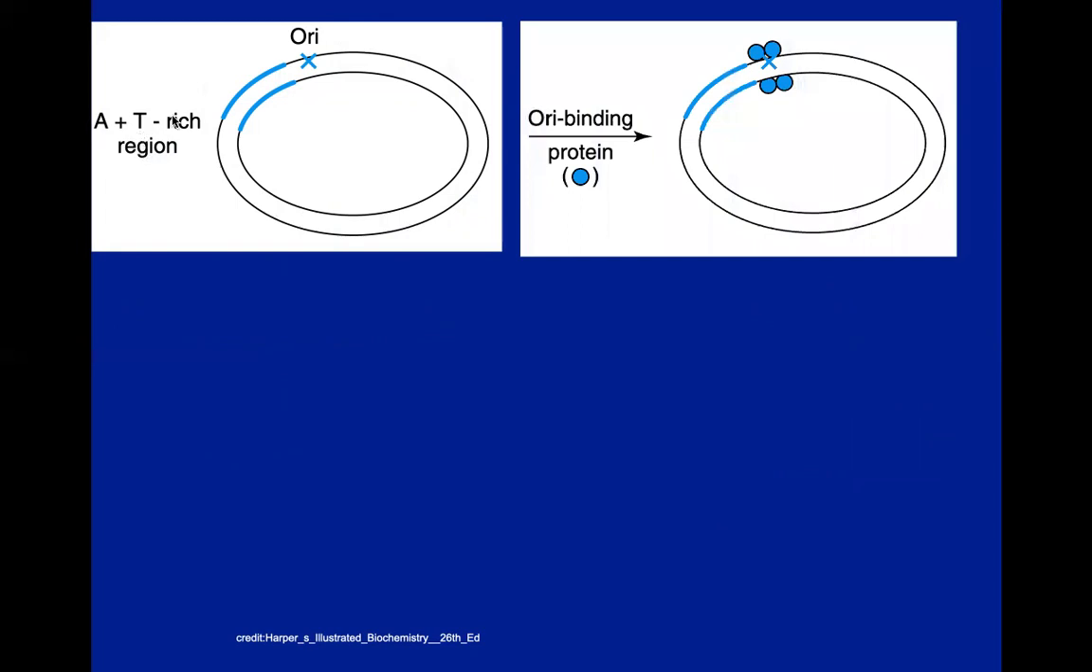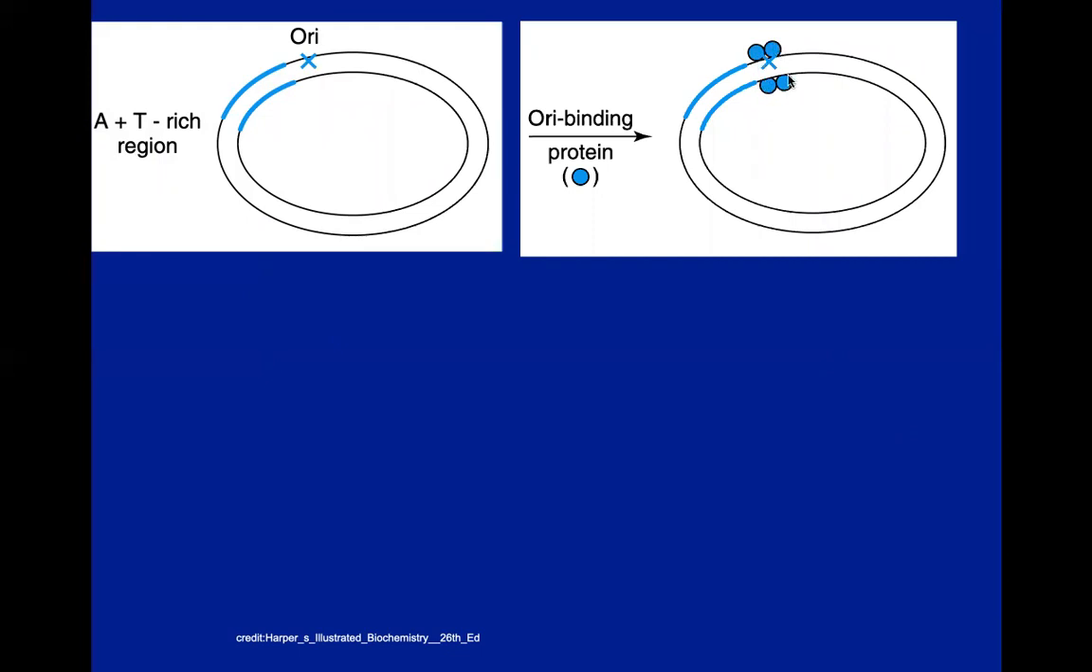Here you can see this is a circular chromosome in E. coli. So in prokaryotes, circular chromosomes. So this is an AT-rich region here. This is the origin of replication.